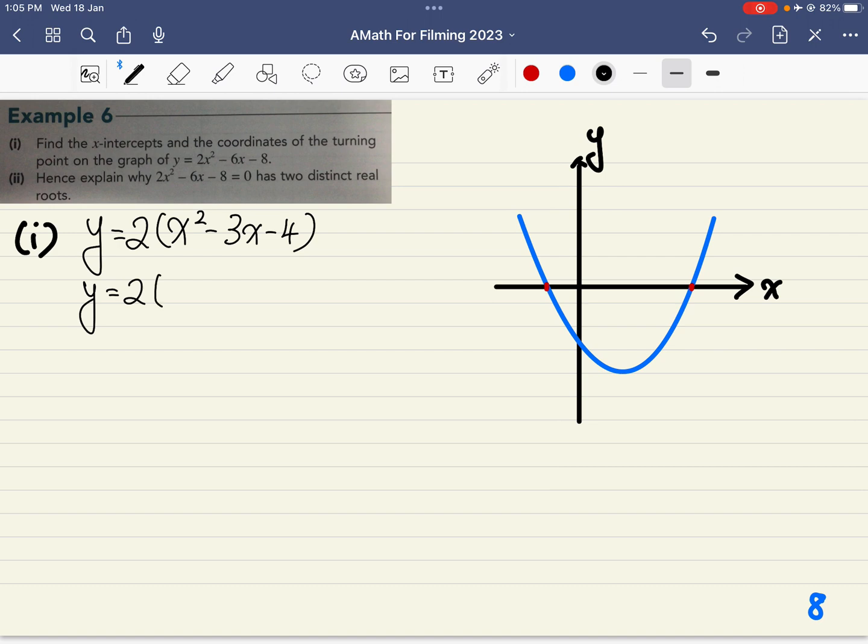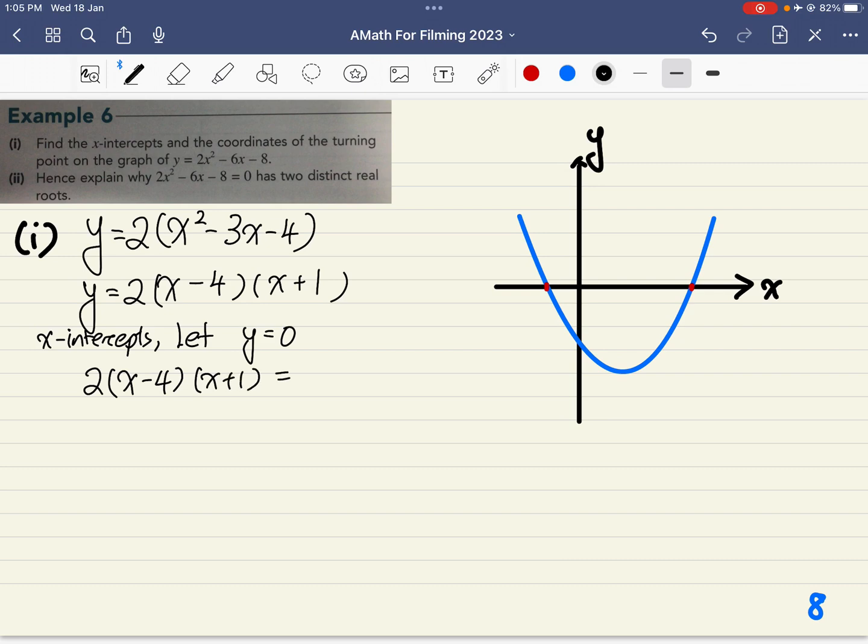Then after the 2, what I get is x and x. It will be x minus 4, x plus 1. So what this implies is that for my x-intercepts, I let my y value equal 0. So 2 times x minus 4, x plus 1 equals 0. So x minus 4 equals 0, x equals 4. This is from Sec 2. x plus 1 equals 0, x equals negative 1.